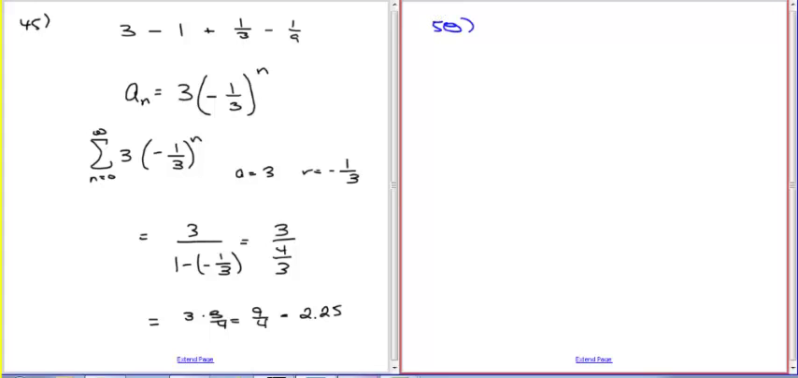So if they don't ask us to write an equation, we're going to determine what is the first term. They don't ask us to find the value. They just say, does it converge, does it diverge? Determine convergence or divergence. I guess it converges.